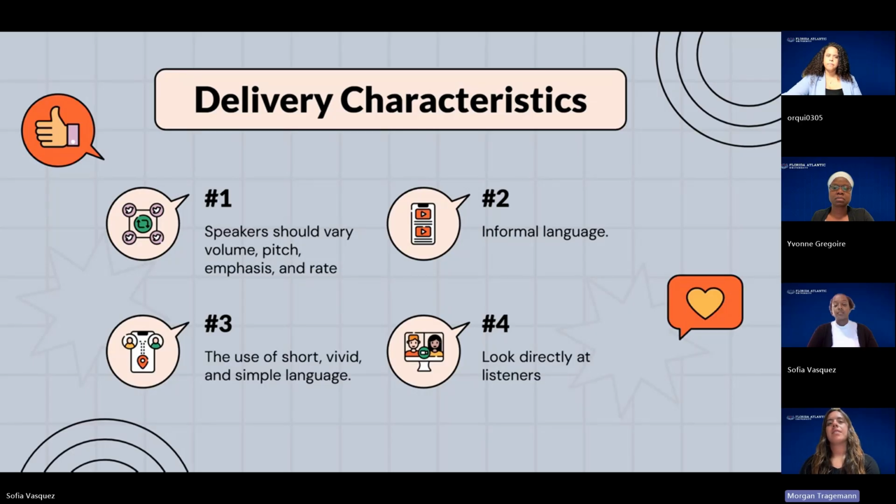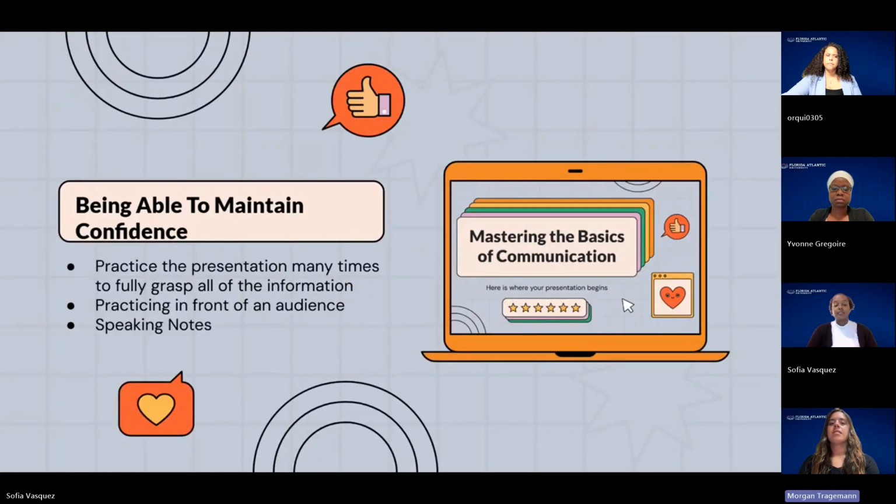Along with the delivery characteristics, being able to maintain confidence is another crucial factor. Some methods that help improve confidence are practicing the presentation many times to fully gain all of the information, practicing it in front of an audience, and having speaking notes prepared. In patient relations, healthcare providers must be confident in what they are saying. Speaking with confidence helps patients trust the information they receive and can also encourage patients to ask questions about their health.